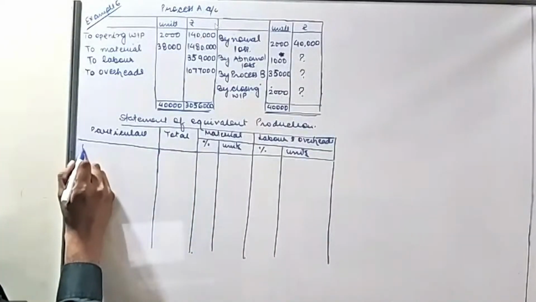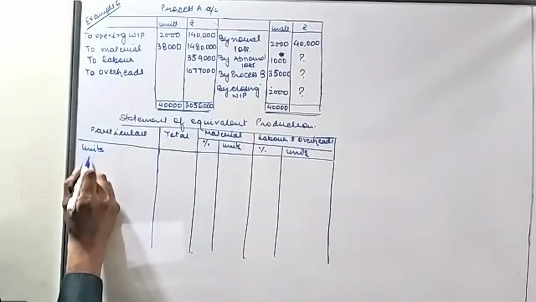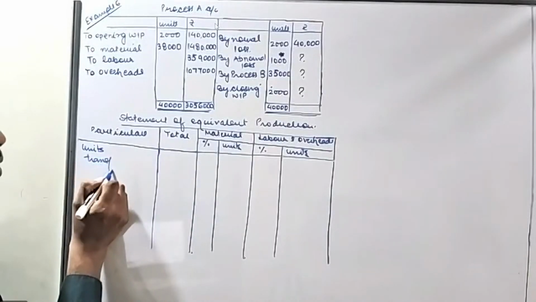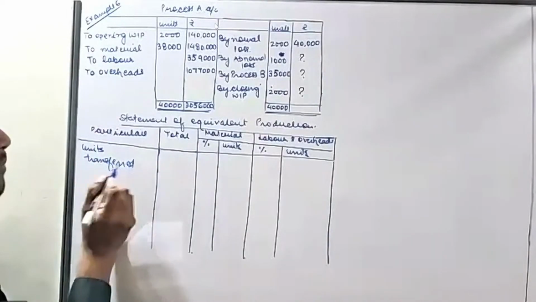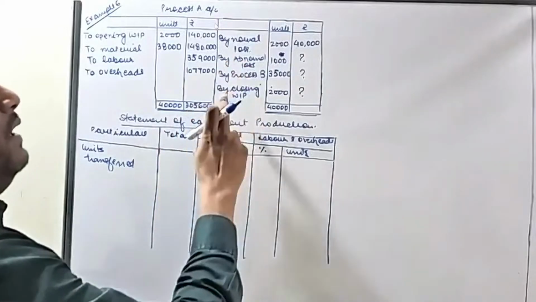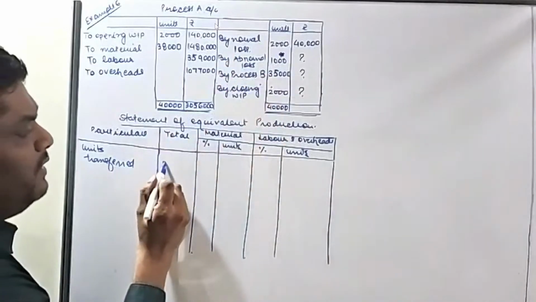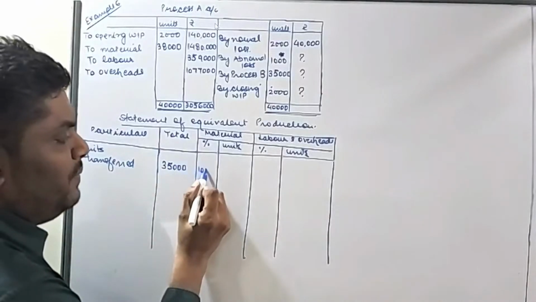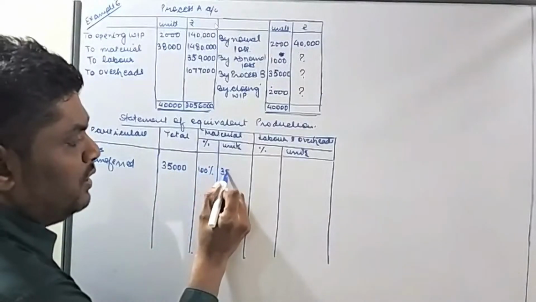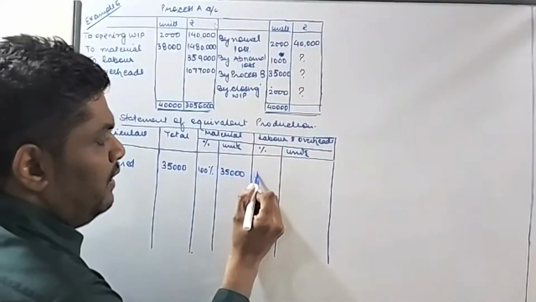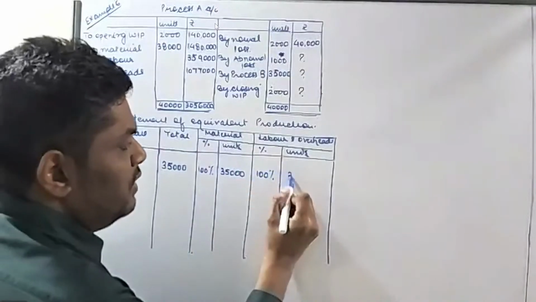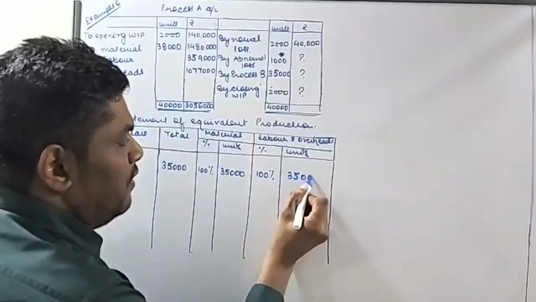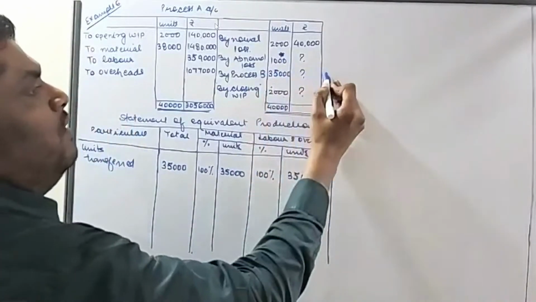So let's start with units transferred. Units transferred are how much? 35,000 units, 100% processed. So 35,000, 100% processed. So this part is over now.